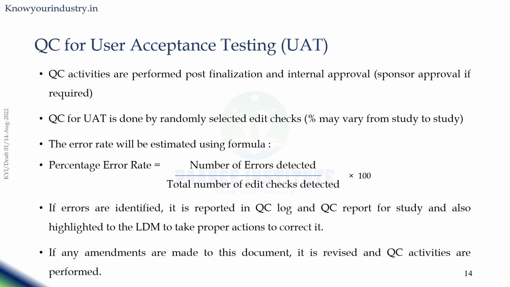The error rate will be estimated using a formula: percentage error rate is equal to the number of errors detected divided by the total number of edit checks, multiplied by 100. If errors are identified, they are reported in the QC issue log and QC report for the study, and also highlighted to the lead data manager or the project lead to take proper actions to correct the same. If any amendments are made to the document, it is revised and QC activities are performed again.